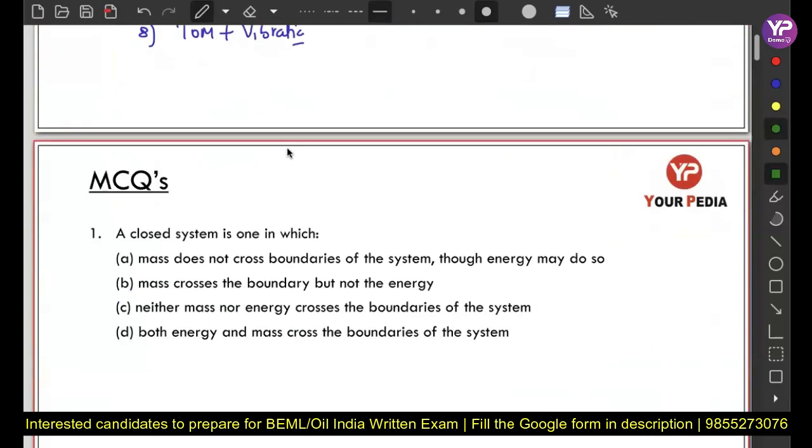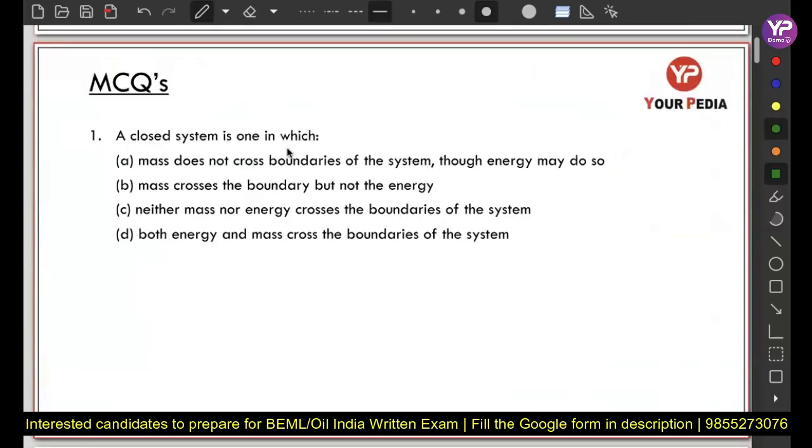Now let us start with the first question here. Just see in this first question what is given to us. A closed system is one in which the mass does not cross the boundary of the system, though energy may do so. Now just understand the type of system which we cover in thermodynamics here.